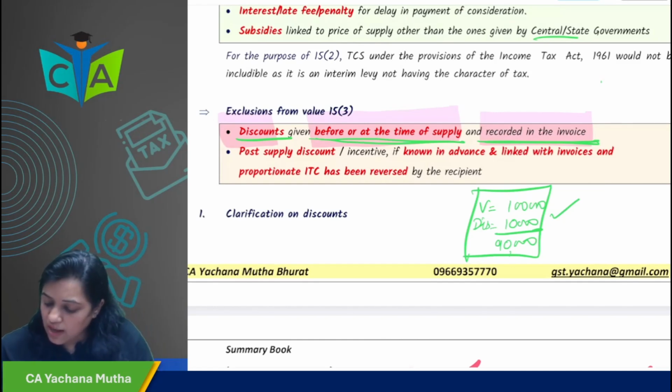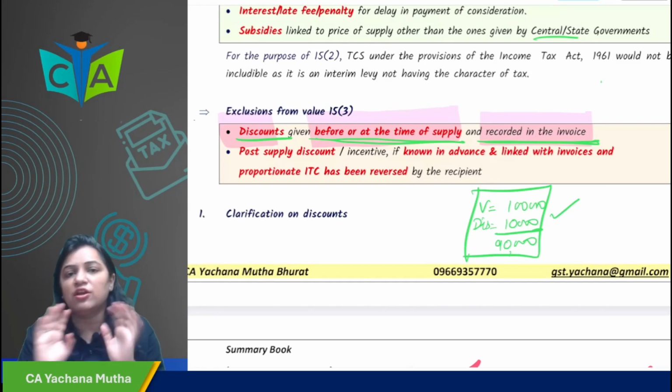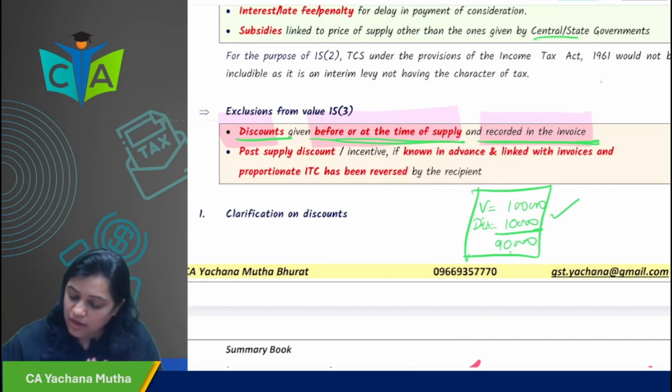Okay. Now, this is what before or at the time of supply discount. If it is recorded in the invoice, it is to be excluded. No issues at all. It is to be excluded. Okay. Now, the second thing.